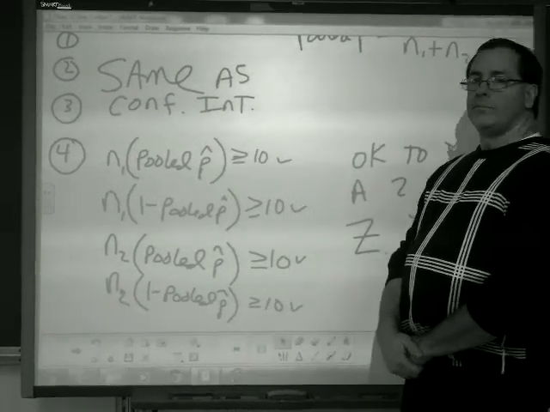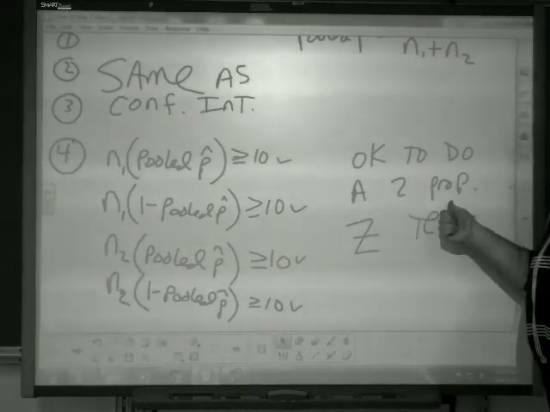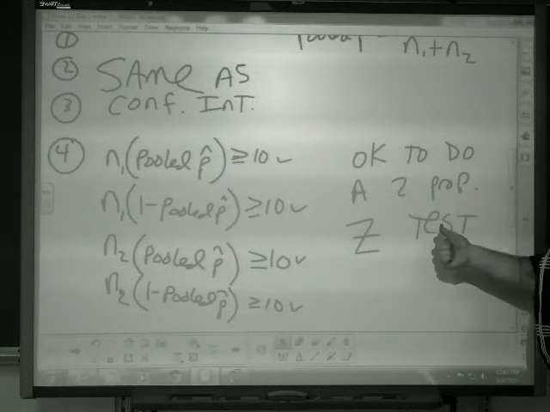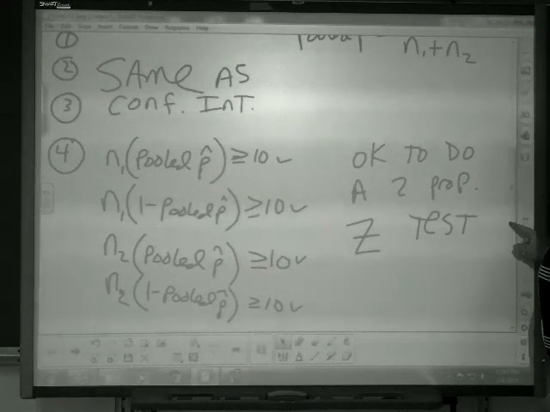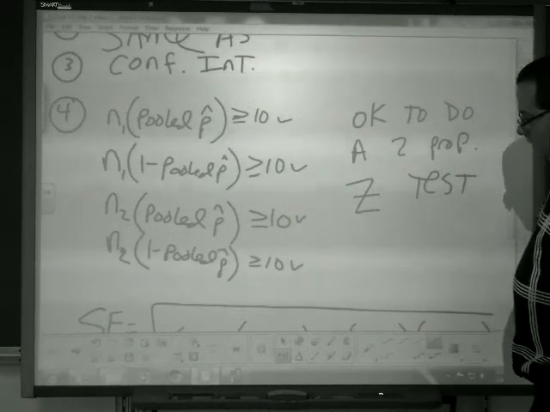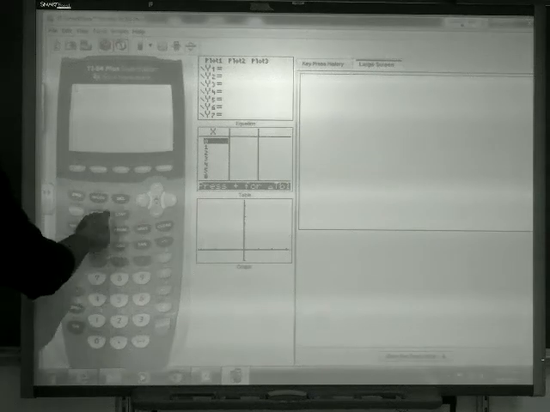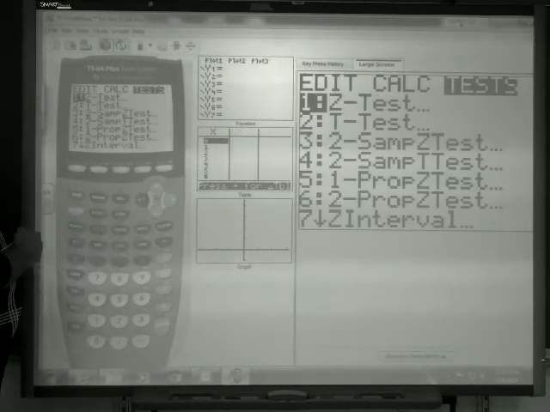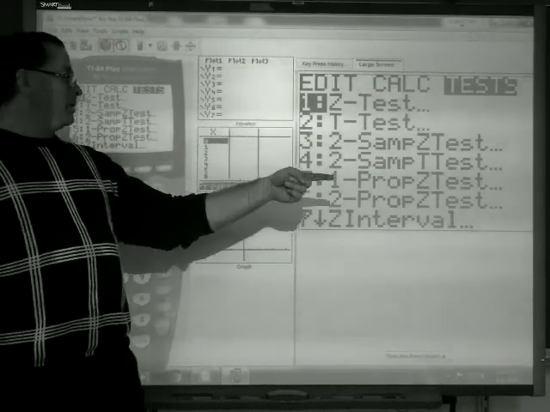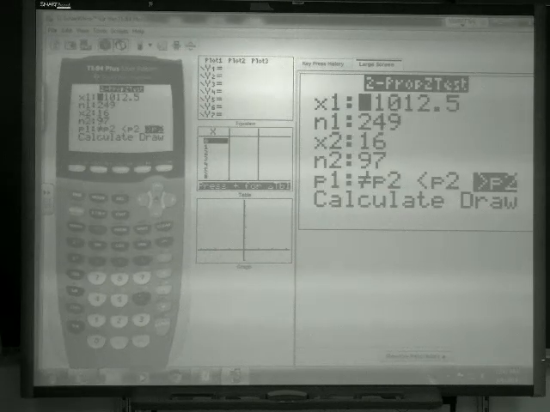make sure they're both greater than or equal to 10. When we do that, we say it's okay to do a two proportion Z test. Two proportion Z test, which on your calculator, I think is stat test 6. Let's check it out. Stat test. And if you look at number 6, the two proportion z test is the option you would pick.